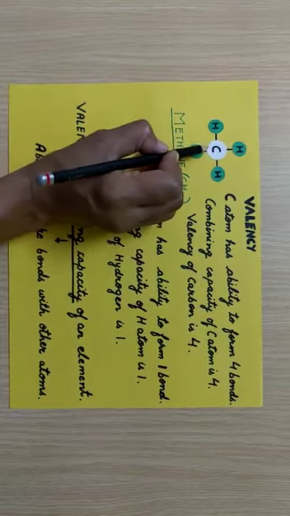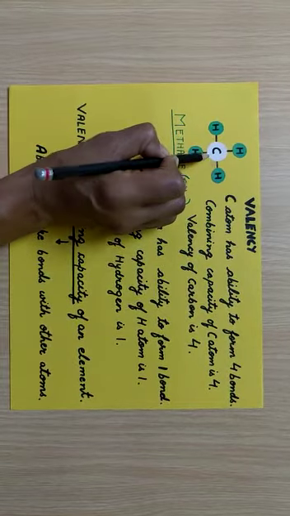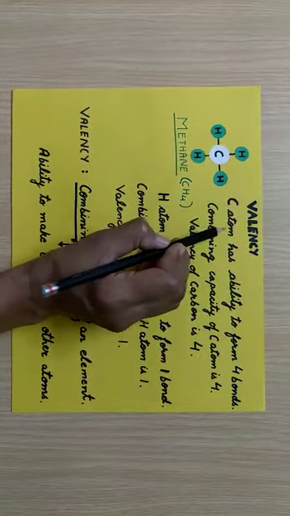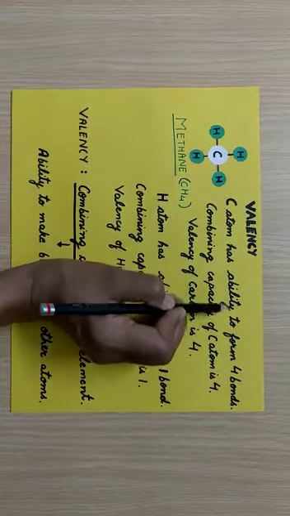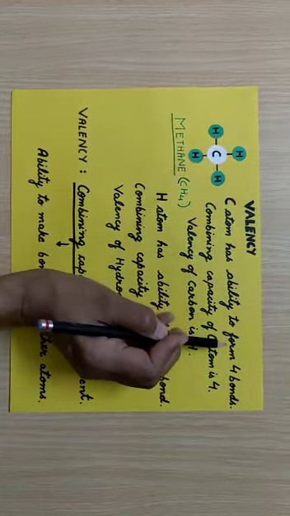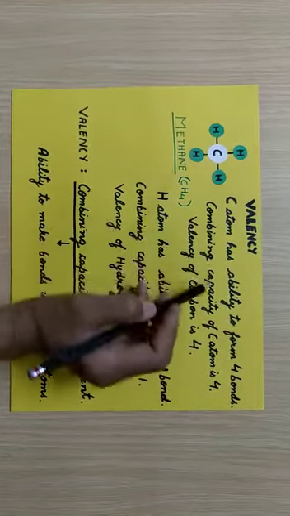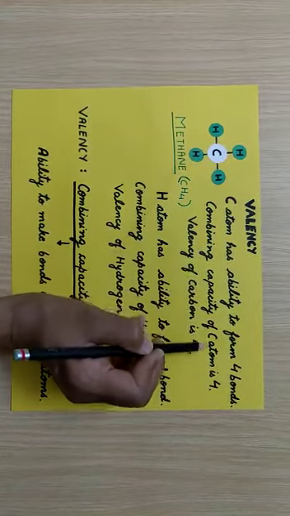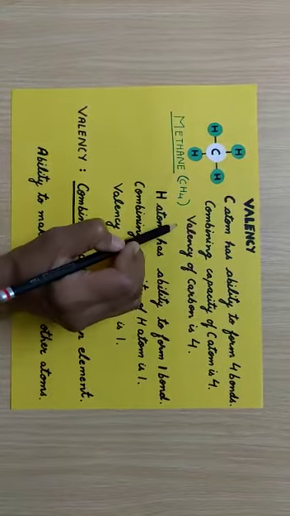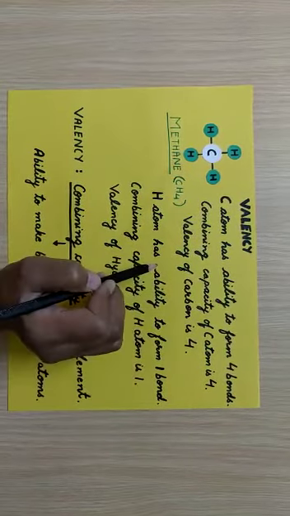Now, here in methane, one atom of carbon is attached to four atoms of hydrogen. 1, 2, 3, 4. This means that the carbon atom in methane has the ability to form four bonds. The ability to form bonds is also called combining capacity. This means the combining capacity of the carbon atom is 4, and combining capacity means valency. So the valency of carbon is 4.